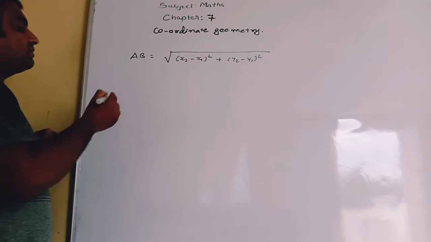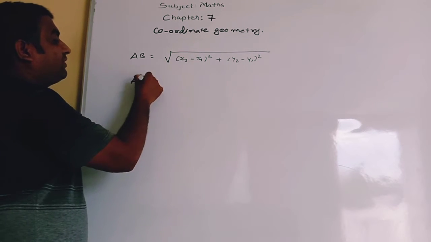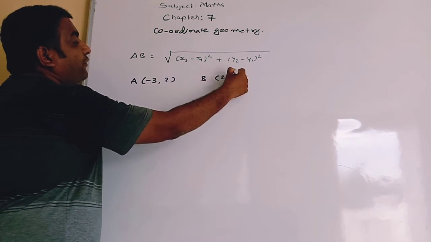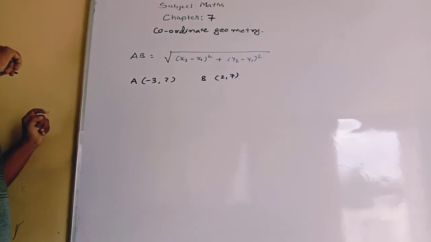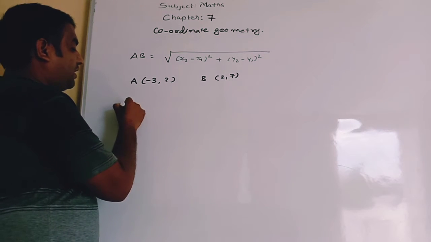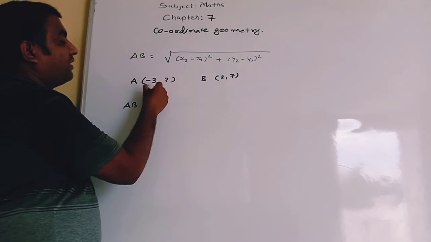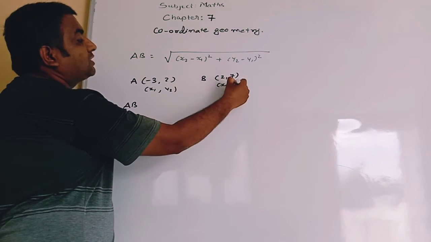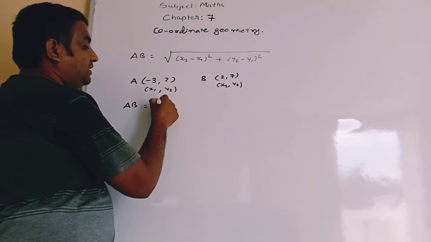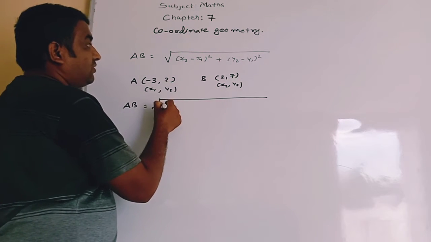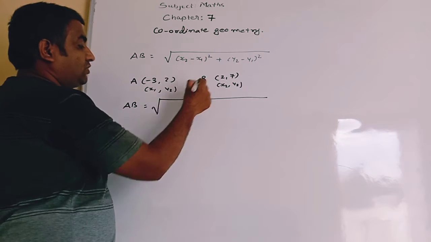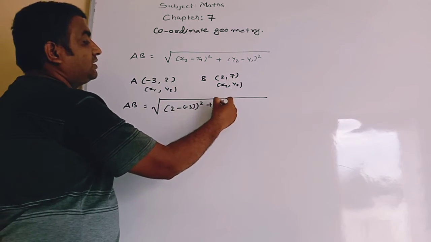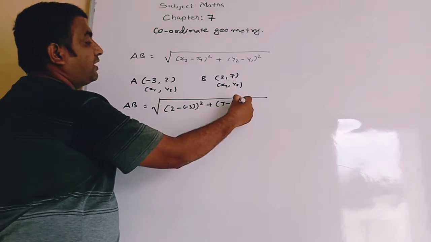So let's see some examples. Suppose A is given (-3, 2) and B is given (2, 7). Then what is the distance between the two points A and B? So AB equals, now we have (x1, y1) as (-3, 2) and (x2, y2) as (2, 7). And so AB equals the square root of (2 minus (-3)) square and here (7 minus 2) square.